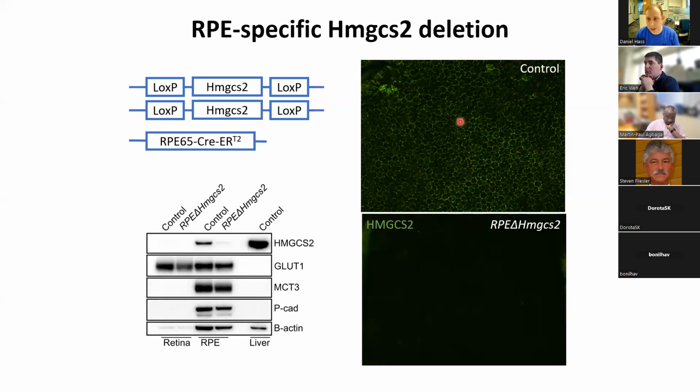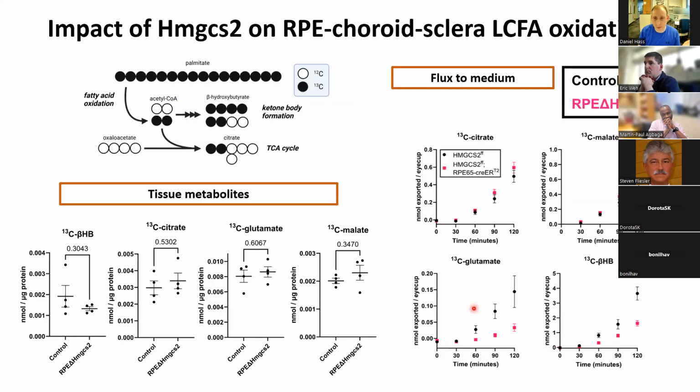And you can also see the confirmation in this immunofluorescent image, where the labeling is for HMG-CS2, both in floxed controls and in RPE delta HMG-CS2 RPE. So, okay, the knockout works. Great. What metabolic consequences does that have? Theoretically, it should really stop the ability of the RPE to make ketone bodies from fatty acids.